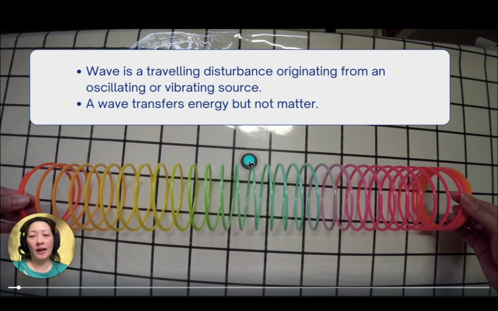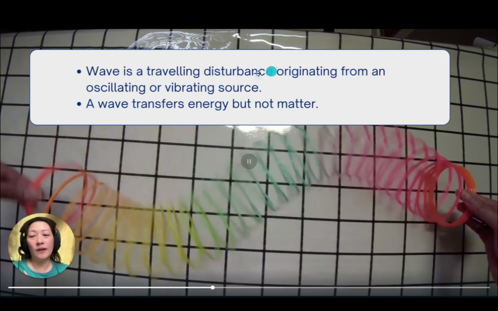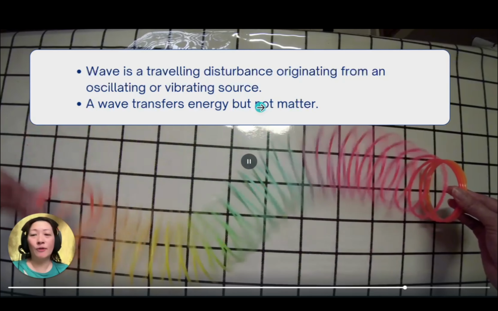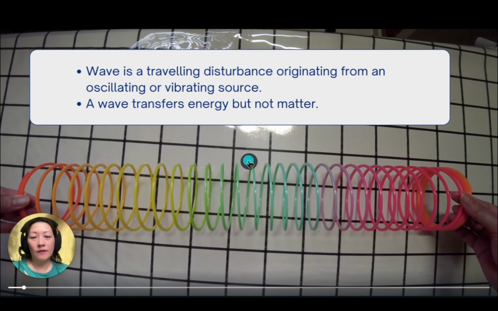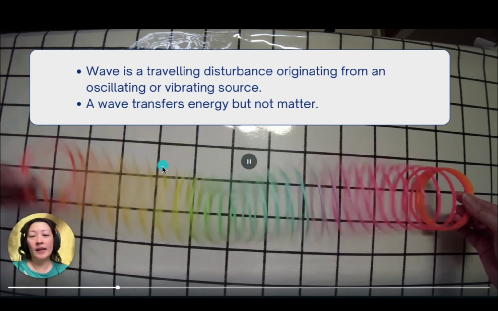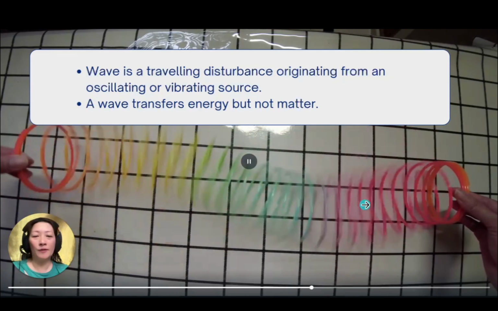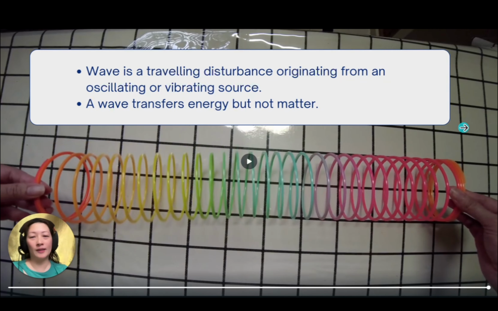Let's watch that one more time. And you can see that energy is being transferred from left to right within the spring. Now, what it means when we say that a wave doesn't transfer matter is that the particles are not traveling along with the wave. If we were to observe the spring again one more time, you can see how the particles are pretty much shaking up and down. Energy is moving from left to right, but the spring particles are not moving along with the energy.